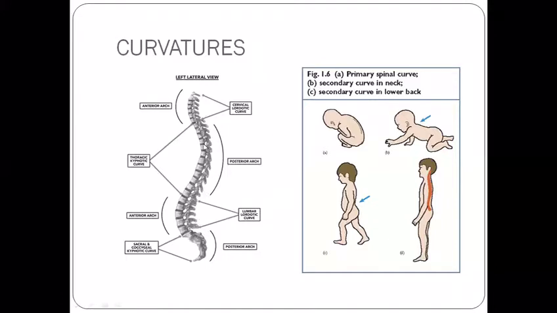And next are the primary curvatures. Primary curvatures will persist as the same in two regions, one at the thoracic region, that's the thoracic curvature, and one at the sacral region, that's the sacral curvature. In these two, the concavity will be facing towards the ventral aspect. So these are the primary and the secondary curvatures of the spine.